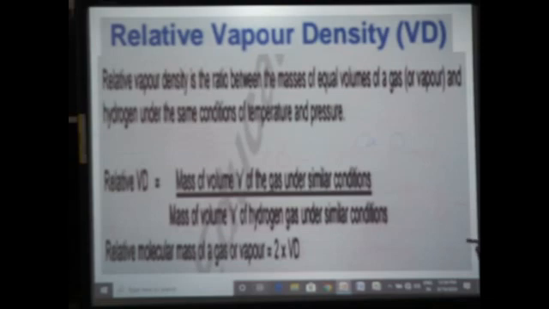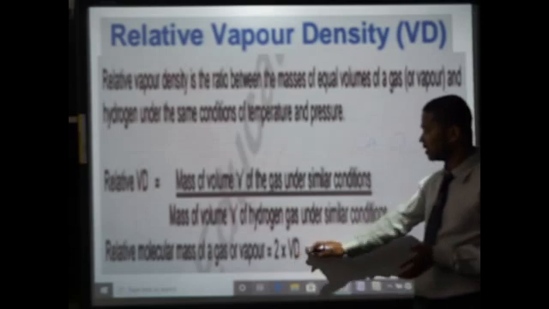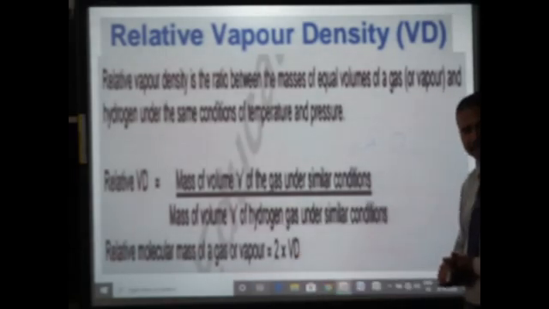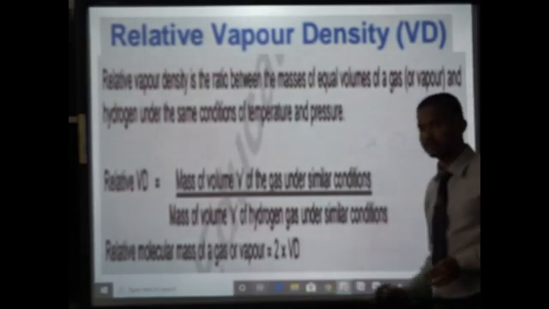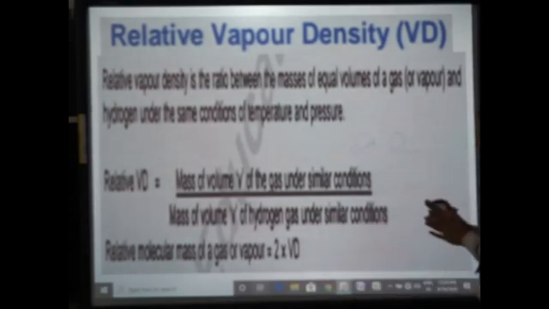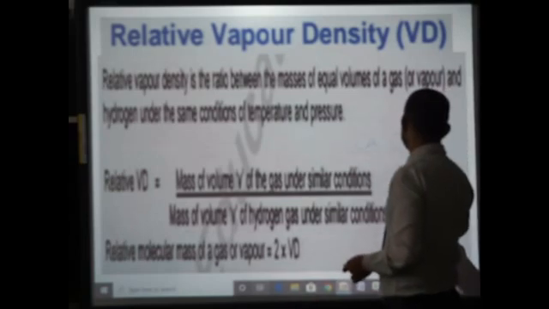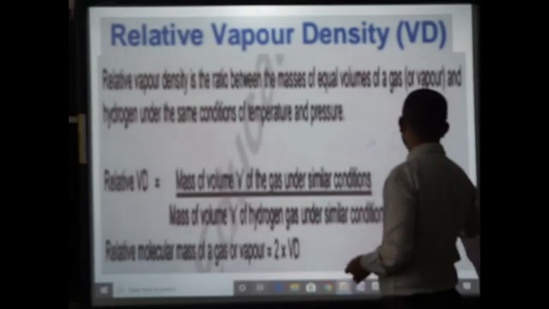Relative molecular mass is equal to 2 into vapor density. That means when vapor density is given, you can find the relative molecular mass of the gas. If relative molecular mass is given, then you can find vapor density. So how to find vapor density? Vapor density will be equal to relative molecular mass of gas or vapor divided by 2. So vapor density Vd is equal to relative molecular mass by 2.